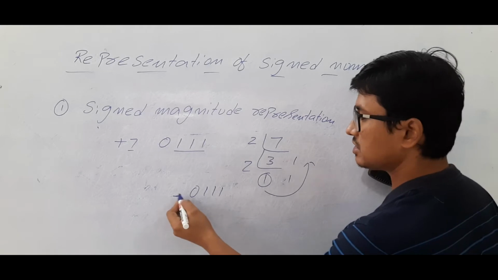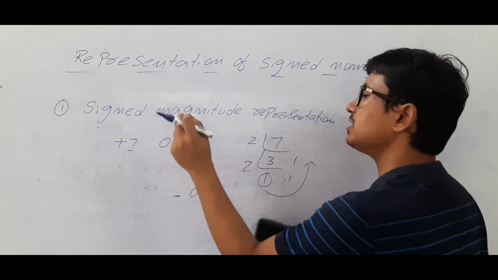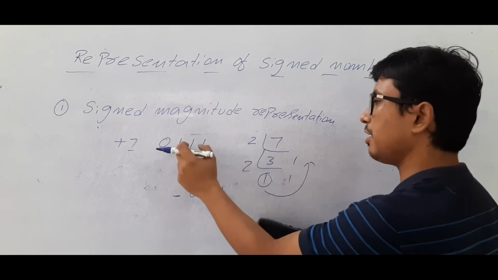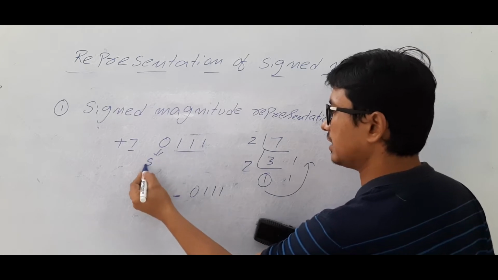If it is a 4-bit representation, I will write like this. Are you able to understand? This is a sign bit, extra will be there. I don't want to confuse you more. Simply, if I want to represent 7 in binary, I will represent it as 3 ones. And this is the sign.